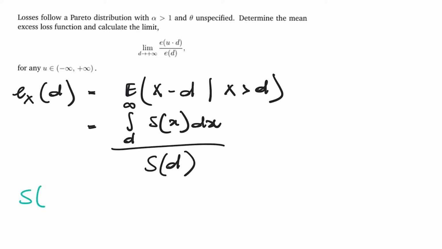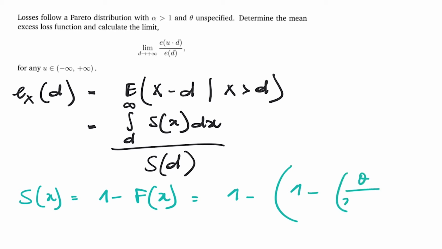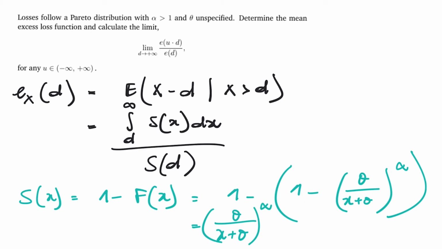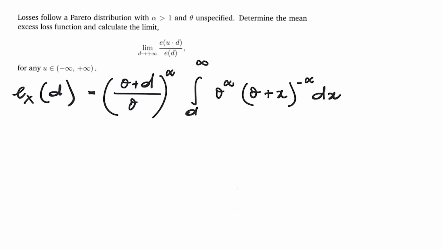Now we know that the survival function is equal to 1 minus the cumulative distribution function, and for a Pareto distributed random variable this is equal to 1 minus (1 minus (theta divided by x plus theta) to the power alpha), which is just equal to (theta divided by x plus theta) to the power alpha. Now if we fill this in, we get the following expression for our mean excess loss function. In the next step, we work out the integral.